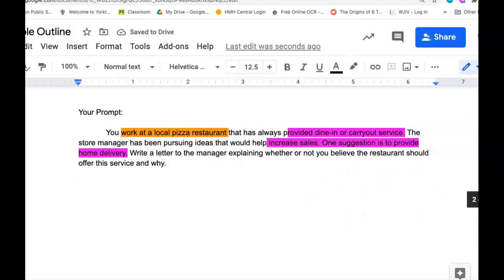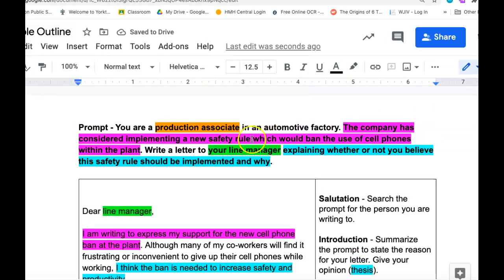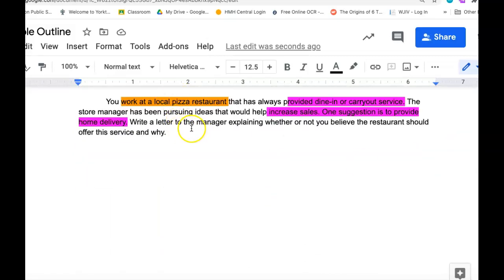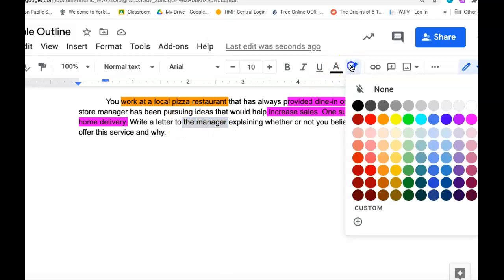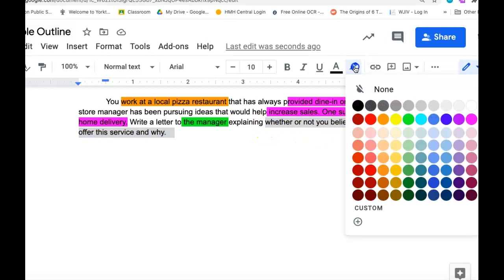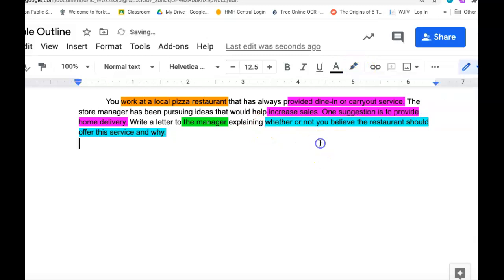So we're going to write, who are we writing the letter to is the next one. Up here it was a line manager. Write a letter to the manager, so it's going to be the manager of the restaurant, explaining whether or not you believe the restaurant should offer this service and why. So that's the question. And by this service, we mean if they should start doing home delivery.